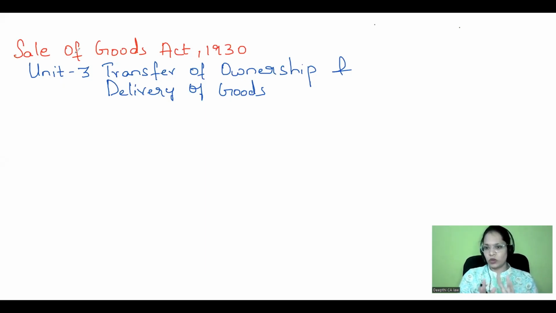Yeah. So let's continue Unit 3 of the Sale of Goods Act 1930. Unit 3 is related to transfer of ownership and delivery of the goods. So we are going to see two concepts here: one is transfer of ownership and the other one is delivery of the goods. So let's understand the transfer of ownership.